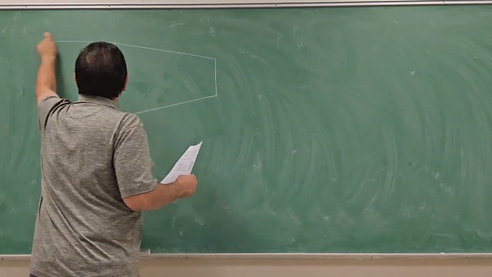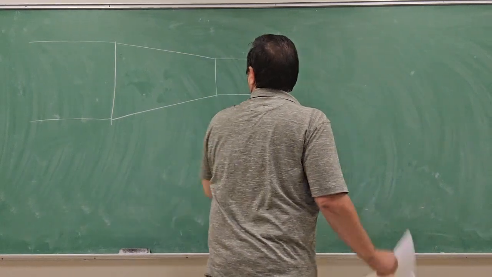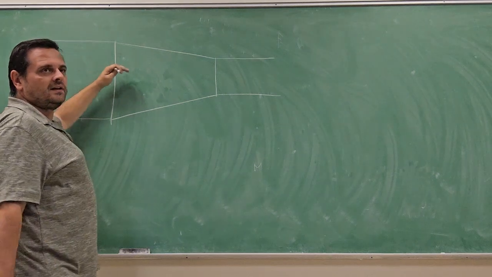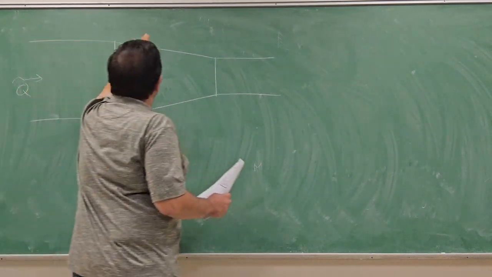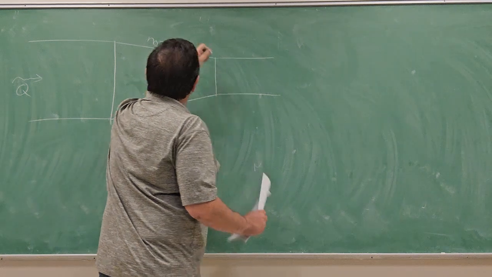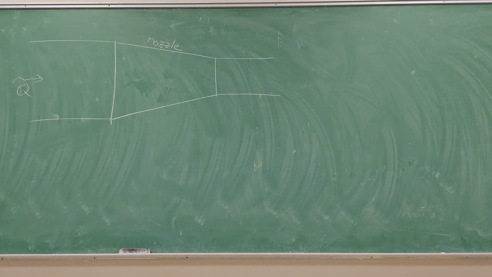Here is your entrance and this is your exit. So water comes this way with a specific flow rate and it enters this nozzle, okay? Before we get into the numbers, can you tell me what this nozzle does in general? Well, it's going to increase the velocity. Increase the velocity, reduces pressure. Okay, correct.